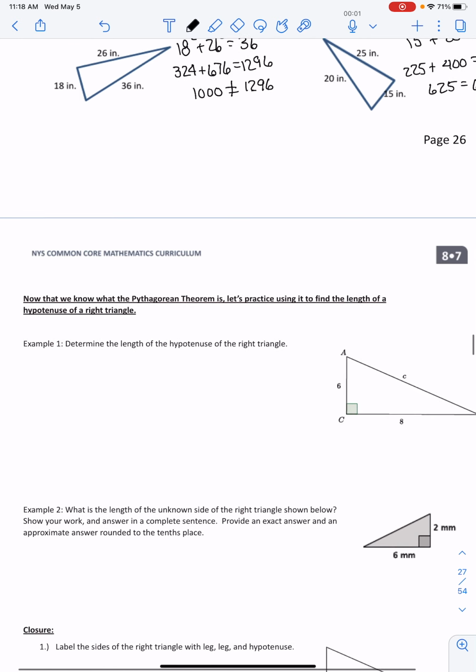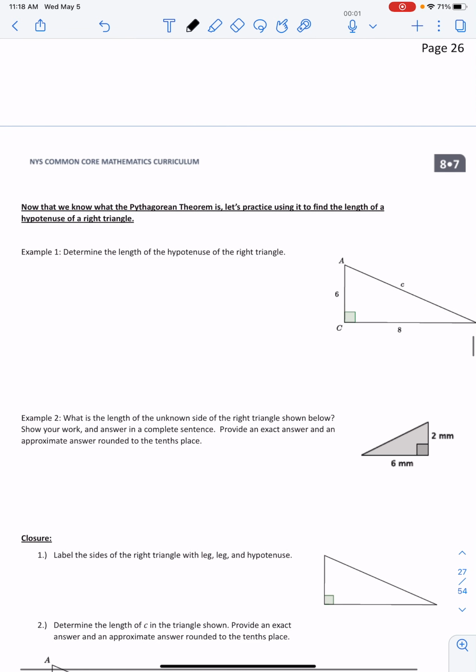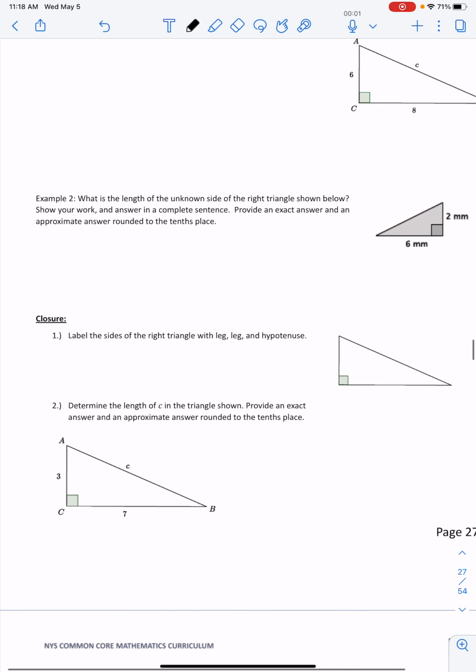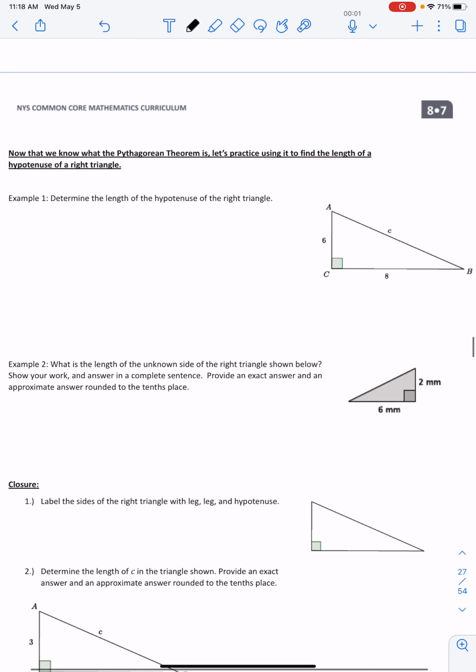So now it says, now that we know what the Pythagorean theorem is, let's practice using it to find the length of the hypotenuse of a right triangle. Determine the length of the hypotenuse of the right triangle. Well, here's what we need to do. We have a squared plus b squared equals c squared.